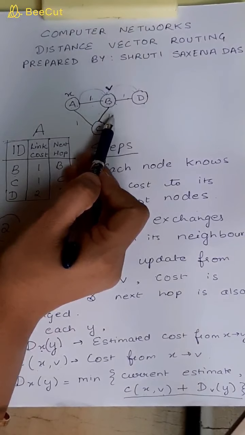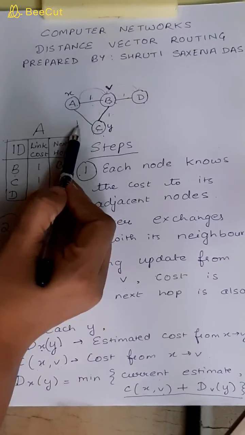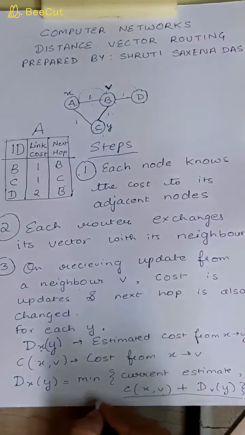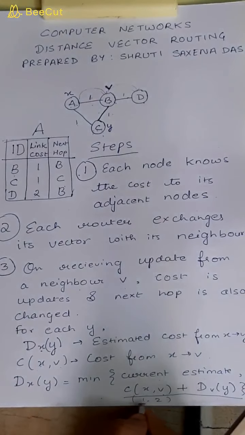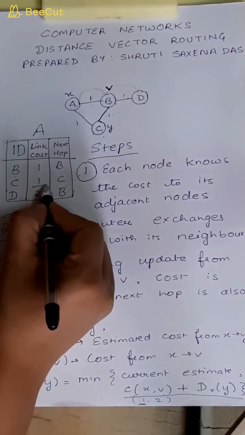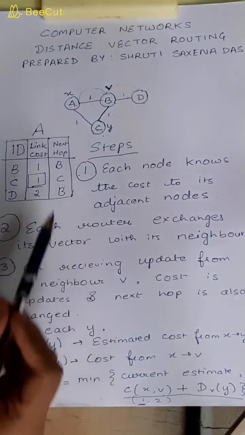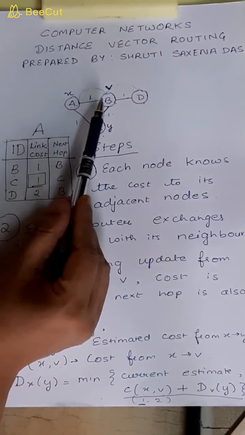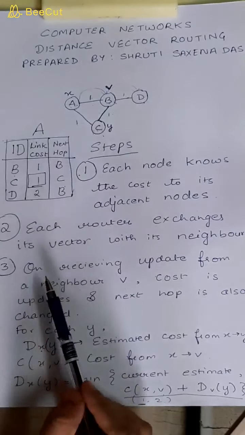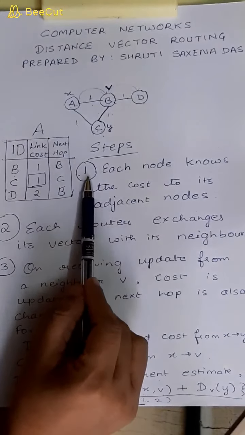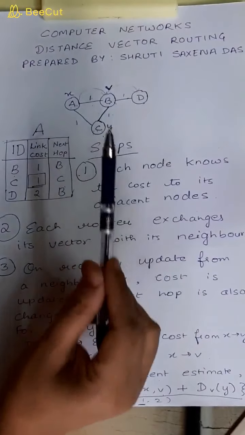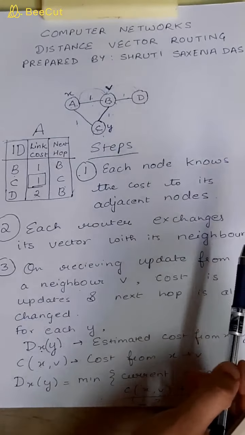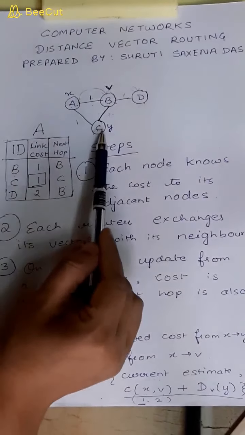So we have to take the minimum between the current estimate, which is 1, and the value of this one, which is 1 plus 1, which is 2. So the minimum of 1 comma 2. It will consider 1 only, which was present in the table of A. I'll explain it again. If we consider this network, we have A, B, C, D, 4 nodes. In the first step, all the routers will maintain their initial table, which will contain information about their adjacent nodes. After that, each router will exchange its table with all other nodes.